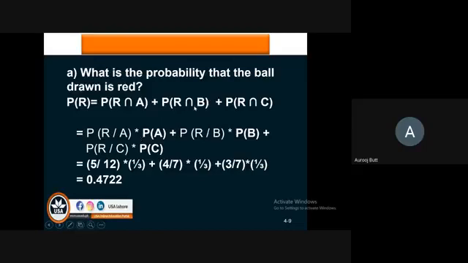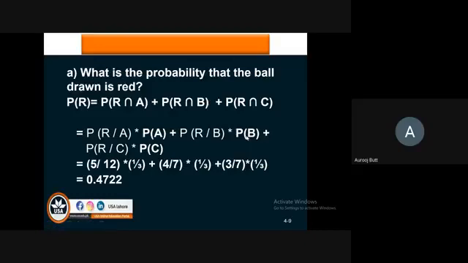Now what does R intersection B mean? That you have to compute the probability that the ball selected is red in color, and what was the condition? That it came from box B. And whatever the condition is, or whatever the additional information is, the same thing will come along as a multiple with it. That means probability of an event B.